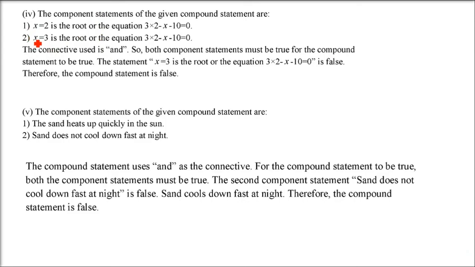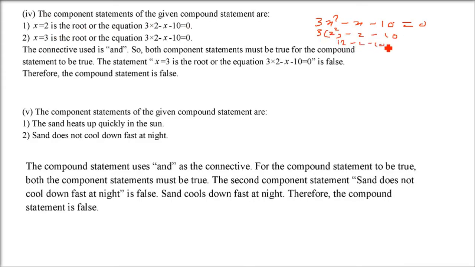Next one: x equals 2 and x equals 3 are the roots of the equation 3x squared minus x minus 10. Now what we see here is we have to put these values. But let us first make them into component statements. X equals 2 is the root of the equation. Second, x equals 3 is the root of this equation. So let us put 2 first.